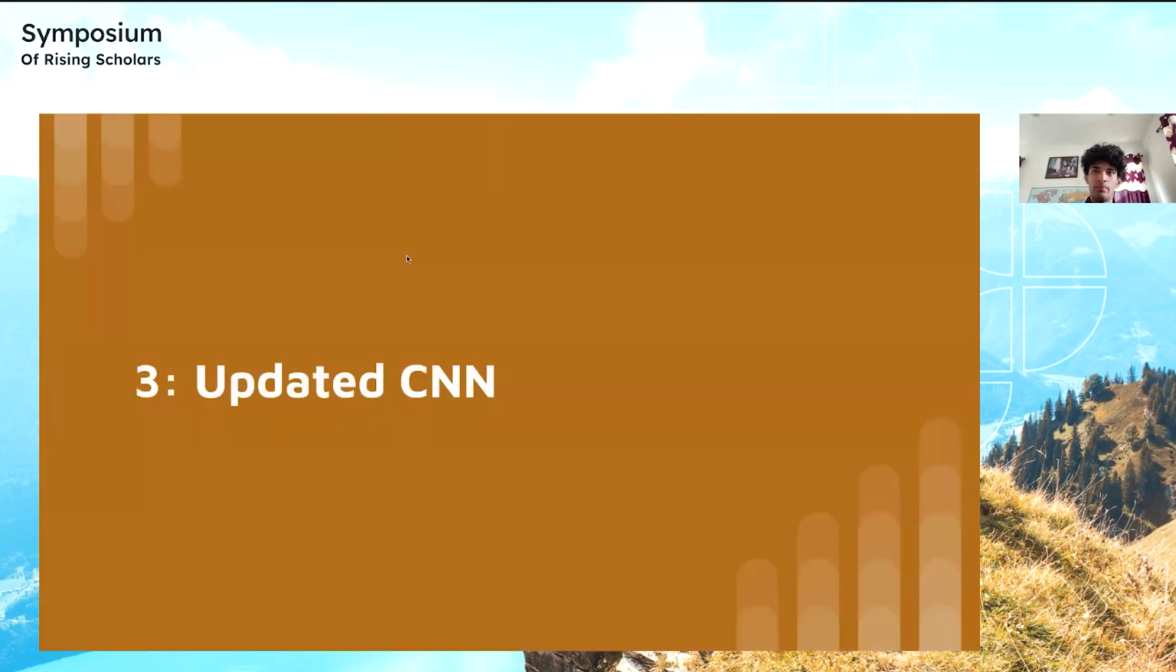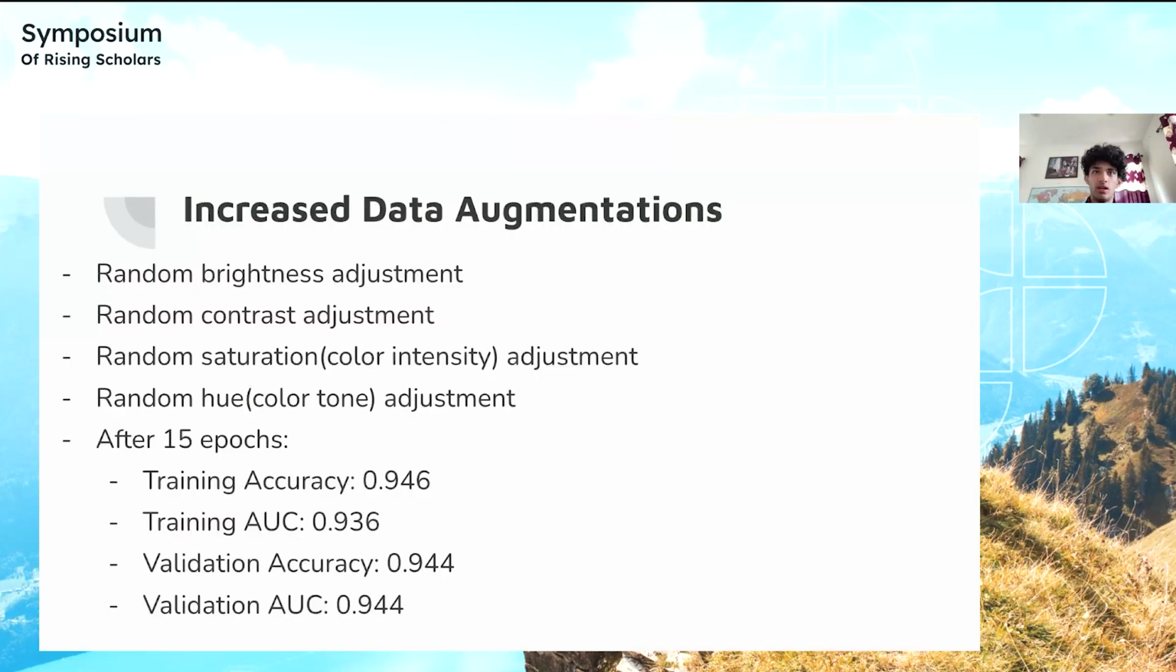So we added some updates to the CNN. The first update we did was increased data augmentations. So a random brightness adjustment, a random contrast adjustment, a random saturation adjustment, which is just color intensity, and a random hue adjustment, which is just color tone. These augmentations achieved a training accuracy of 0.946 and a training AUC of 0.936, and the validation accuracy was 0.944 and a validation AUC of 0.944.